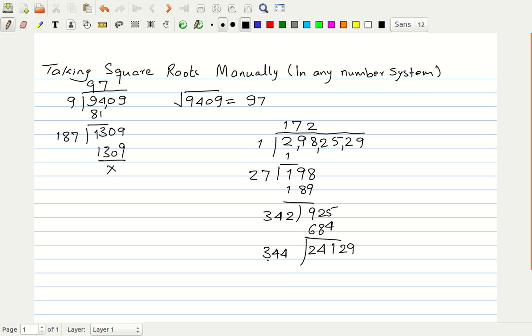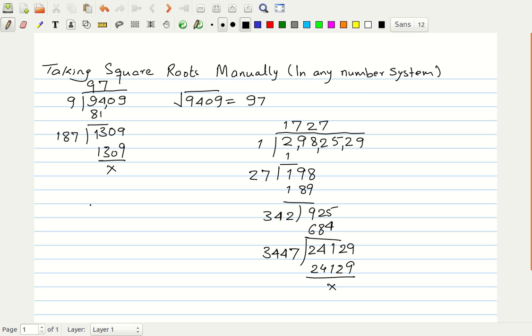This is 344, maybe again 7. So 7 times 7 is 49, and you get a carry over 4. 7 times 4 is 28 plus 4 is 32, carry over 3. 7 times 4 is 28, 28 plus 3 is 31, you get a carry over 3. 7 times 3 is 21 plus 3 is 24, and you get 24129, and there is no remainder, so the square root of 2982529 is going to be 1721.